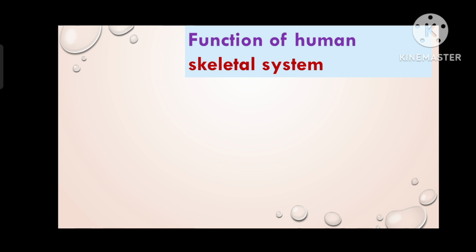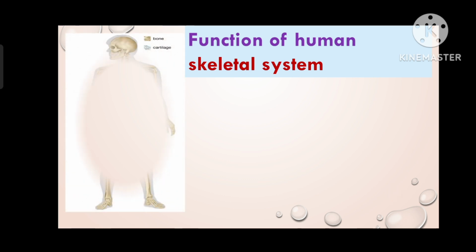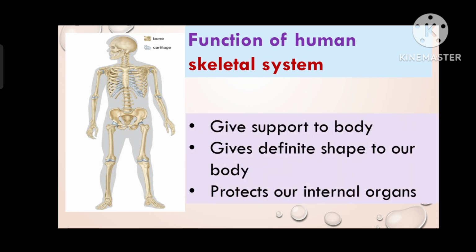Function of the human skeletal system. The human skeletal system gives support to the body. It gives definite shape to our body and protects our internal organs.